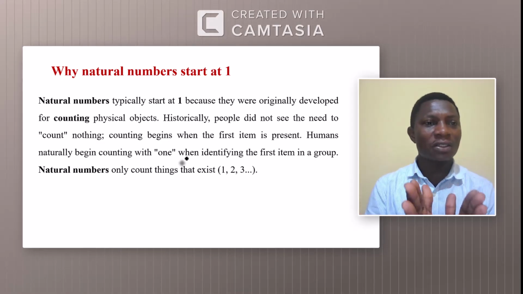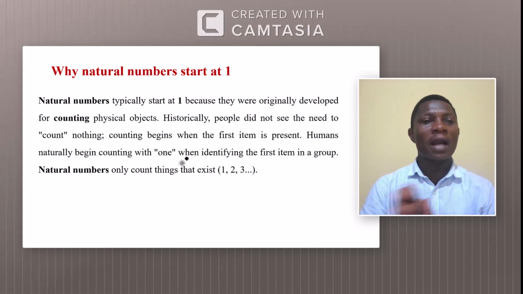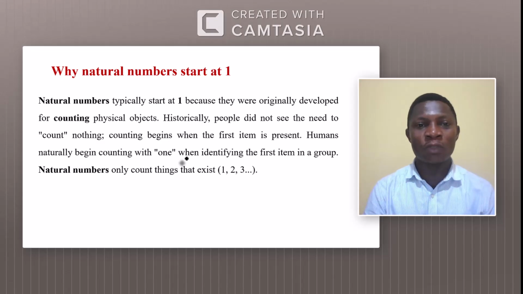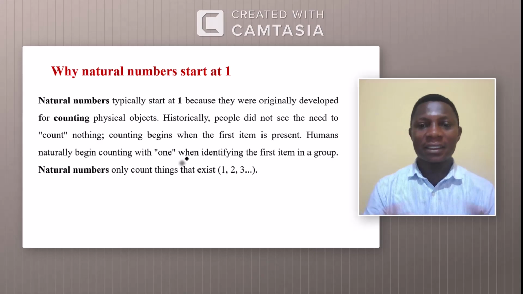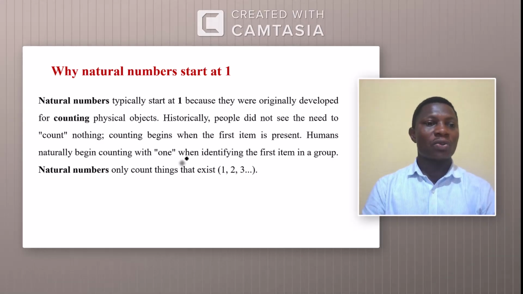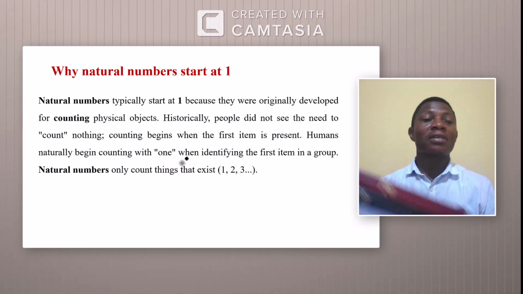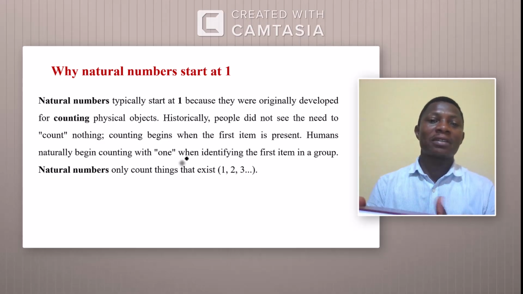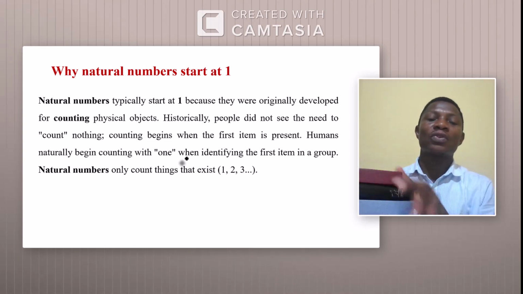So we say that natural numbers typically start at one because they were originally developed for counting physical objects. If there are no physical objects to be counted, there's nothing to count. So people did not see the need to count nothing. Counting begins when the first item is present. A human naturally begins counting with one when identifying the first item in a group. So natural numbers only count things that exist. If there are items or physical objects presented like this, then you can start counting one, two, three.